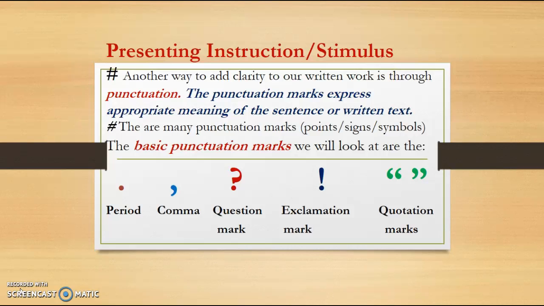Like capitalization, punctuation marks help us to write and express our ideas clearly so that our readers get the exact meaning we want them to get from our written communication. There are many punctuation marks. They are called punctuation points, punctuation signs, or punctuation symbols. In this class, we are going to be calling them punctuation marks. The basic punctuation marks we are going to look at are 5. 1, the period. 2, the comma, the question mark, exclamation mark, and the pair of quotation marks.